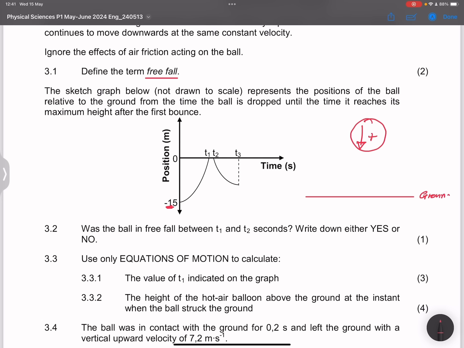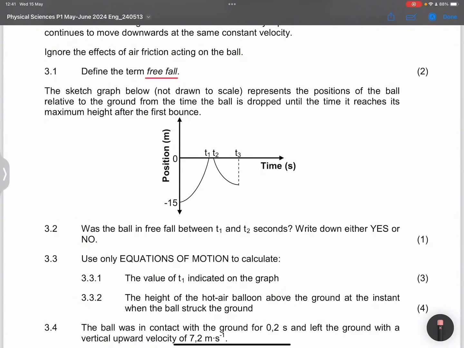So the ball is not above the ground. It's not below the ground, in which case it would have been positive, but it is above. So in this case, relative to our reference, which is the ground, it is on the, and I quote, negative side. I'm using inverted commas. So that's what the diagram is telling us.